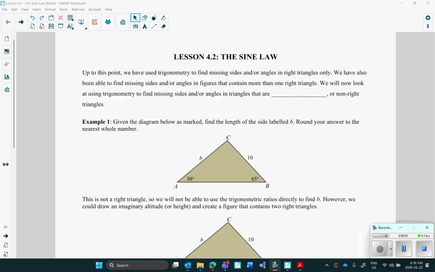Okay, so what you guys know about trig so far is that we use it when we have right triangles and we're asked to find missing sides or angles. But what if we're not given a right triangle? What if we're given, well, we call it a non-right triangle, or the other name that we give it is an oblique triangle.